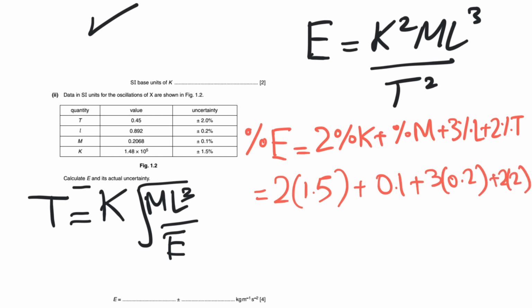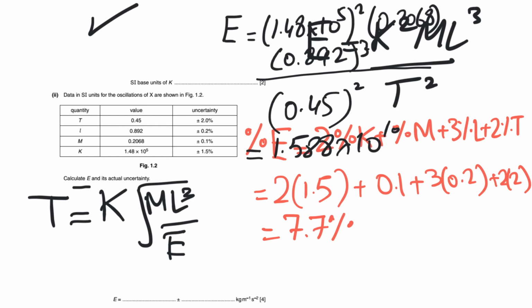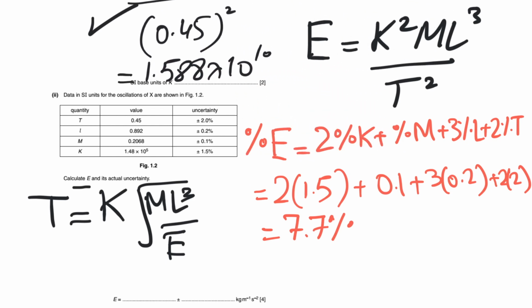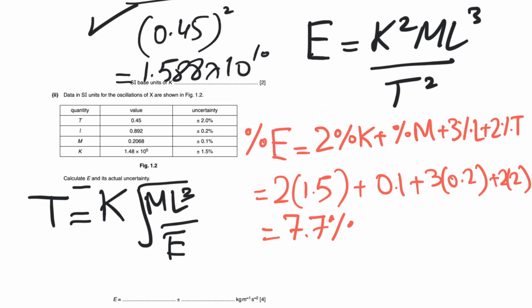You add all of them, this is 4 plus 0.6 plus 0.1. That's 4 plus 0.6, 4.6, 4.7, 4.7 plus 3%. So in total, what you end up getting is 7.7%. That is the percentage error in the value of E, which you had calculated earlier, which was 1.588 into 10 raised to the power 10.